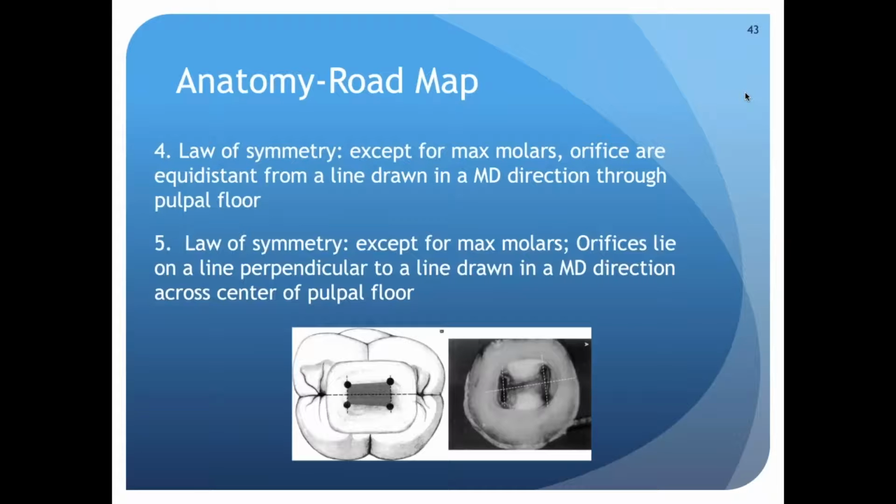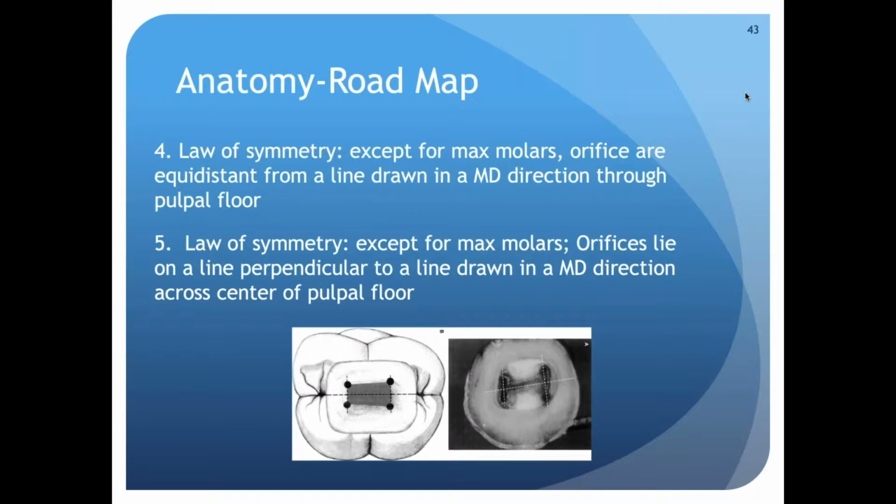Next, we have our law of symmetry. So this is good for everything except maxillary molars. Our orifices are going to be equidistant from a line drawn in a mesial distal direction through the pulpal floor. So if you look at that bottom left photo, you can see how those mesial canals and distal canals are equidistant from that line down the middle.